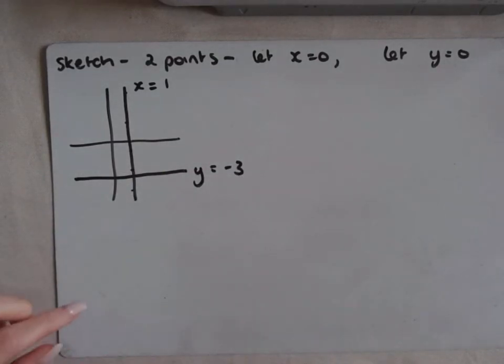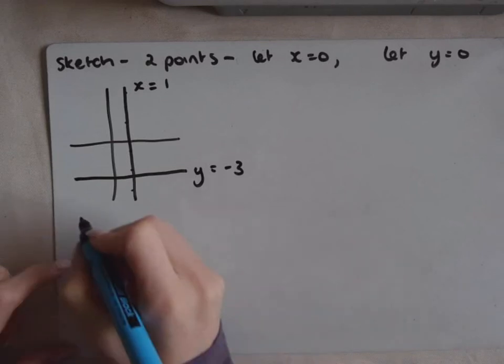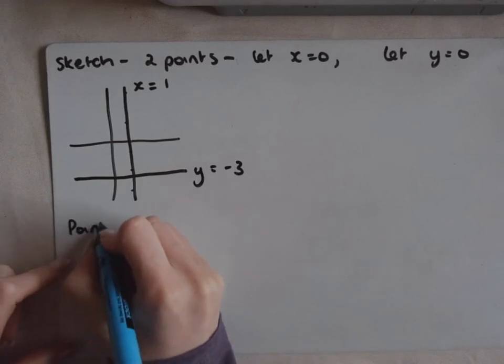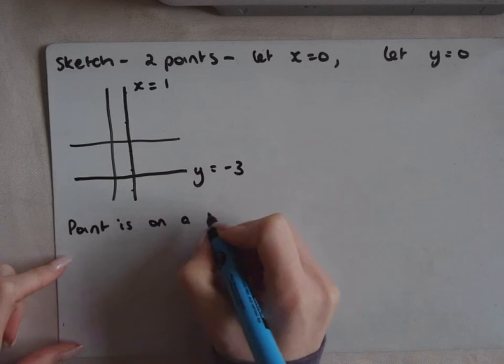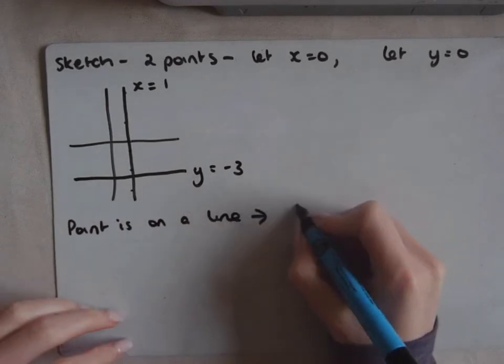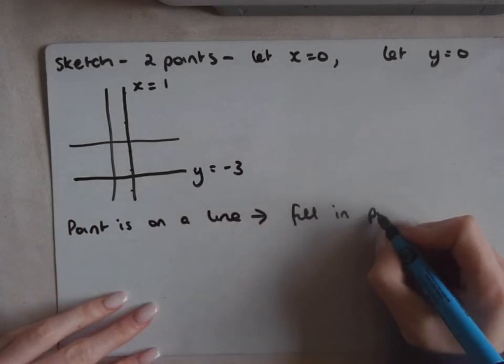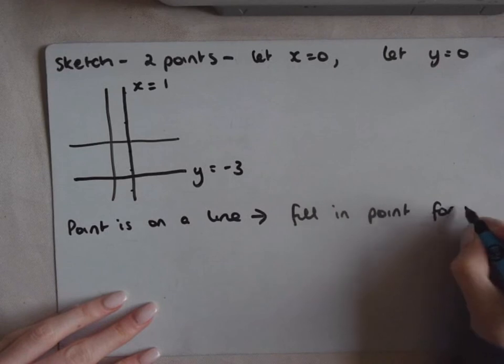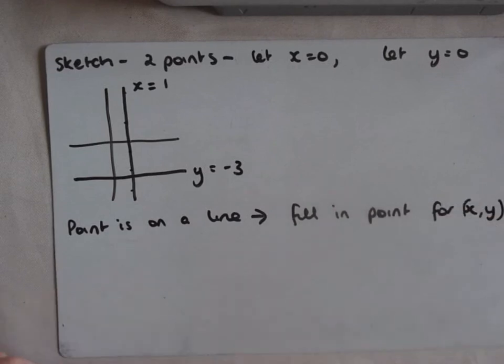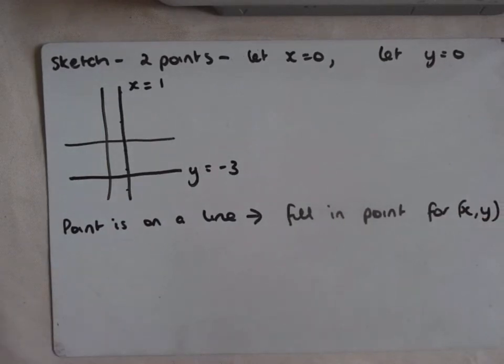If you want to investigate if a point is on a line, what you're going to do is you're just going to fill in the point instead of x and y. Okay, and then when you do that, the left side should equal the right side. Okay, and if it does, then the point is on the line. If the left side doesn't equal the right side, then the point is not on the line.